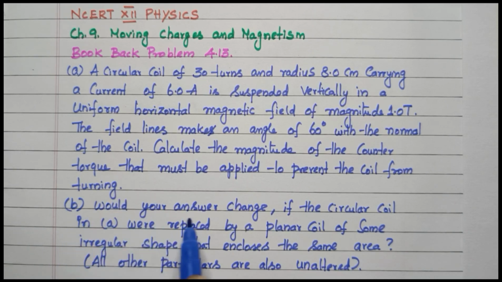Subdivision B. Would your answer change if the circular coil in subdivision A were replaced by a planar coil of some irregular shape that encloses the same area? All the other particulars are also unaltered. So this is the given problem. Now let us see what are the numerical data given in this problem.